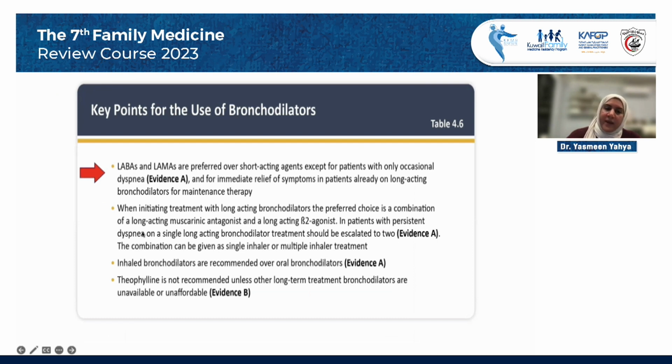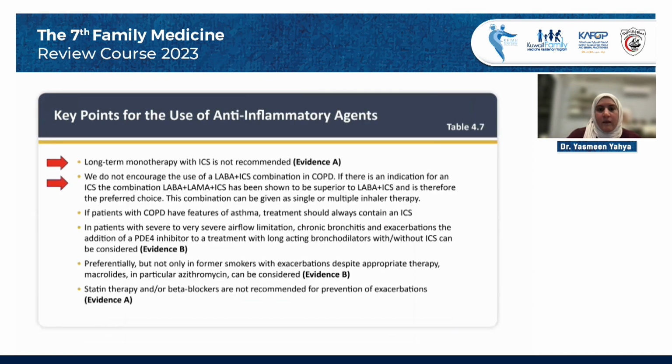So for group A patients, Spiriva is preferred over Ventolin or Atrovent, unless they have very mild symptoms, like occasional dyspnea, then Ventolin will be enough for them. Long-term therapy with ICS is not recommended, and it's not encouraged to use ICS and LABA alone, for example Seretide or Symbicort alone, for patients with COPD. This is not advised at all. It should always be combined with Spiriva.